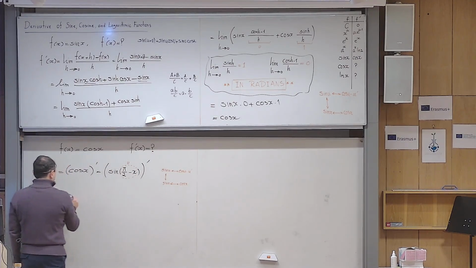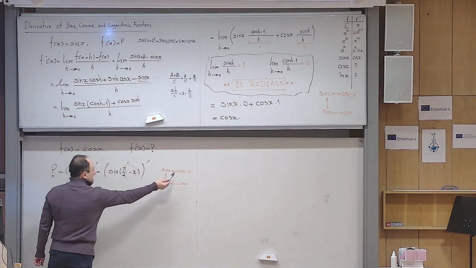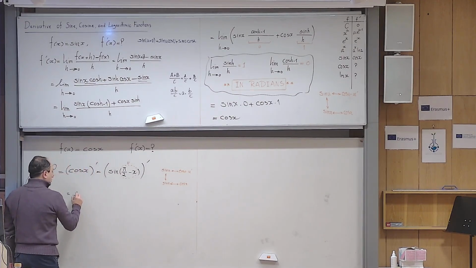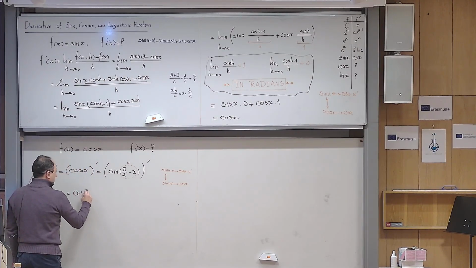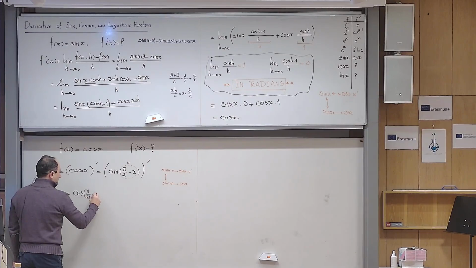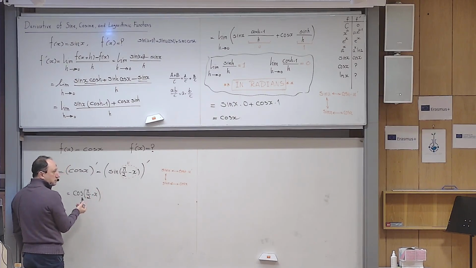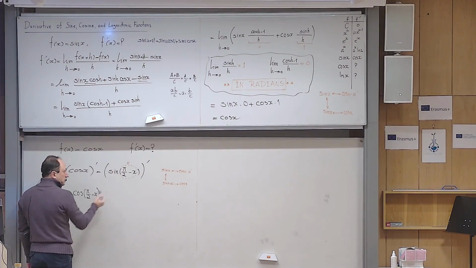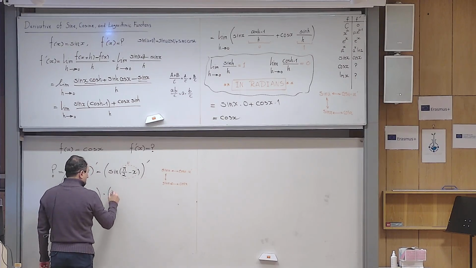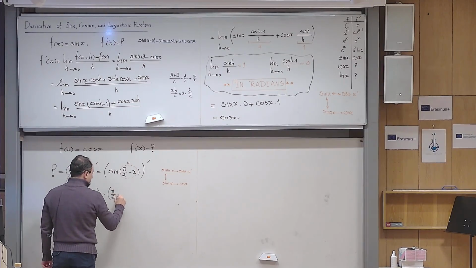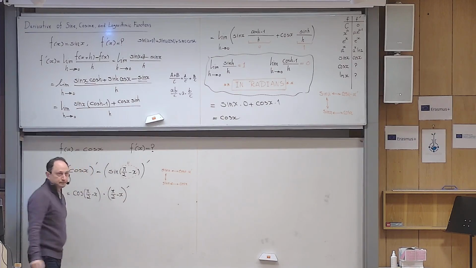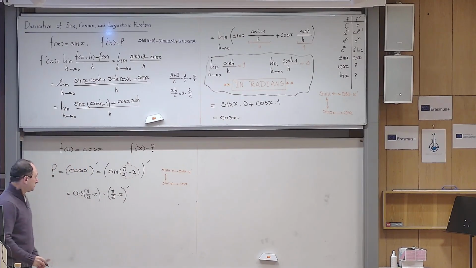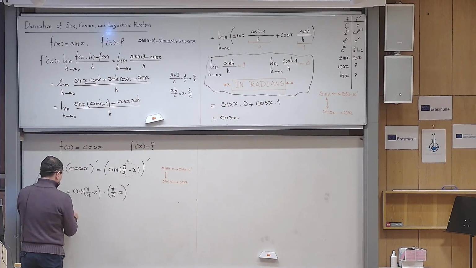So what can I write? I use this u, so it becomes cosine of pi over 2 minus x. But it is not finished. I have to multiply by u prime. Now tell me, can I write this expression simpler?